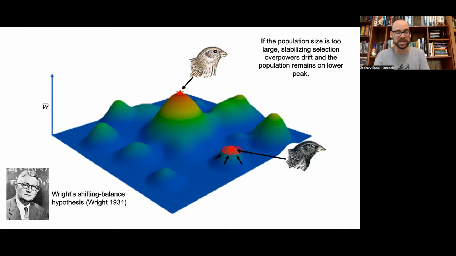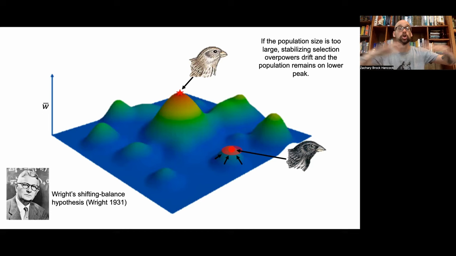Because remember, we've adapted to this peak, which is not the highest peak in the population. That's this one, right? So to get from this peak to this peak, we need genetic variance to permit us to cross this valley. But if selection is too efficient, you will never be able to cross that valley. It will always keep you in the local optima, even if that local optima is not the global optimum.